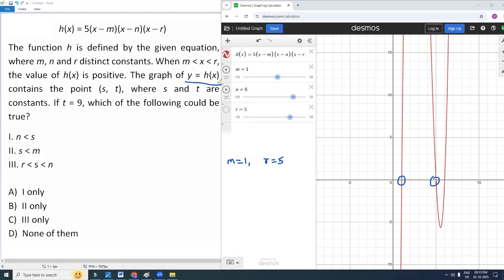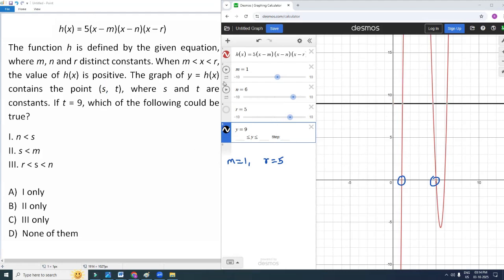The graph of y equals h of x contains a point s comma t where s and t are constants. If t equals 9, which of the following could be true? In this point, s is the x coordinate and t is the y coordinate, and we have the value of the y coordinate, that is 9. Since we have the value of the y coordinate 9, let's plug in y equals 9 over here. When I plug in y equals 9, I am getting a horizontal line to the value 9 on the y-axis. And here this s is the x coordinate.